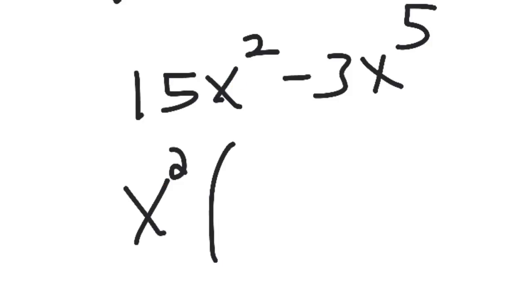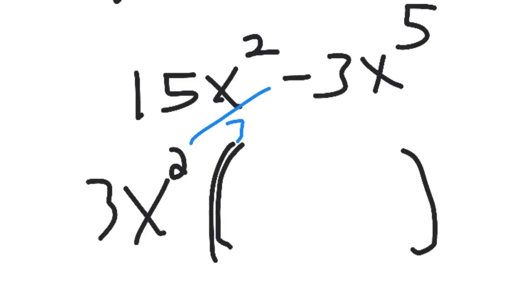But there's something else we can also take out of these terms. This has 15, this has 3. They're both divisible by 3. So we'll pull a 3 out. And then we're going to make a parentheses, and we have to write what's left over on the inside of those parentheses. So to find out what's left over, you're dividing this by a 3x squared. And when you do that, 15 divided by 3 gives you 5. And then x squared divided by x squared gives you nothing. So that's what's left over in this parentheses.